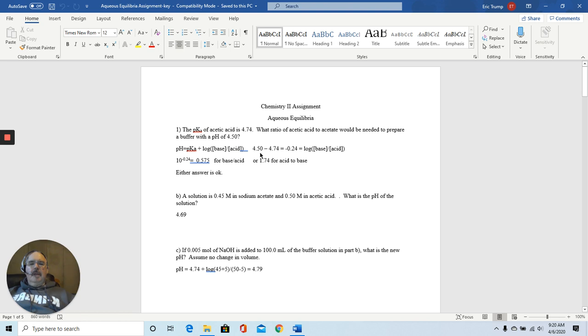We're given the pH, we're given the pKa, and that difference is negative 0.24, which is the log of this ratio. And if we take 10 to the minus 0.24, we get 0.575. That's for the base to acid ratio. The question is asking acid to base, but if you give either answer, that is okay.